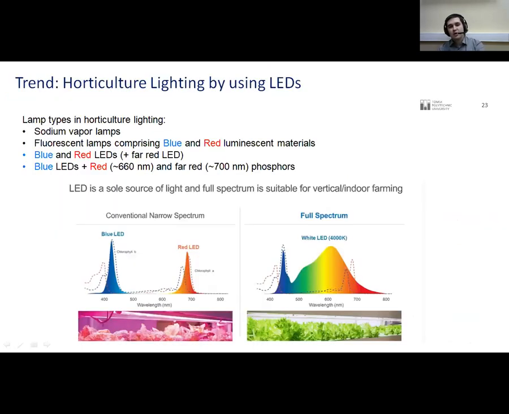To conclude this part, I would like to say that we have practically several lamps, which we call light sources, used for plant growing. The ones more often used in horticulture nowadays, of course, are sodium lamps, fluorescent lamps, and LEDs with different color combinations.